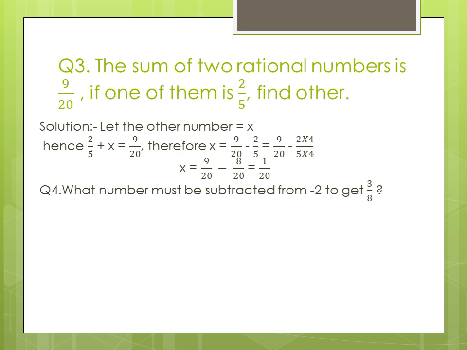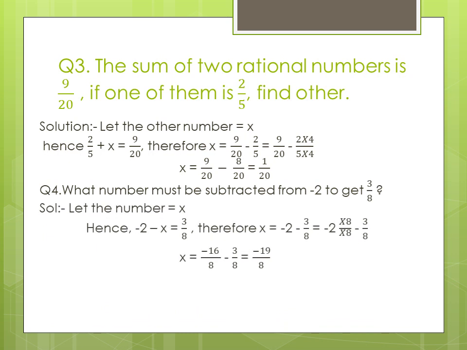What number must be subtracted from minus 2 to get 3 by 8? Here we have to subtract. So same way what we have done in the above question, first we have to assume. So let the number be x. So according to the question, what number must be subtracted from minus 2, and we have assumed that number is x. So we'll write down in this form. So minus 2 minus x, this number has to be subtracted from minus 2 to get answer, which is 3 by 8. So we have just written it in this form.